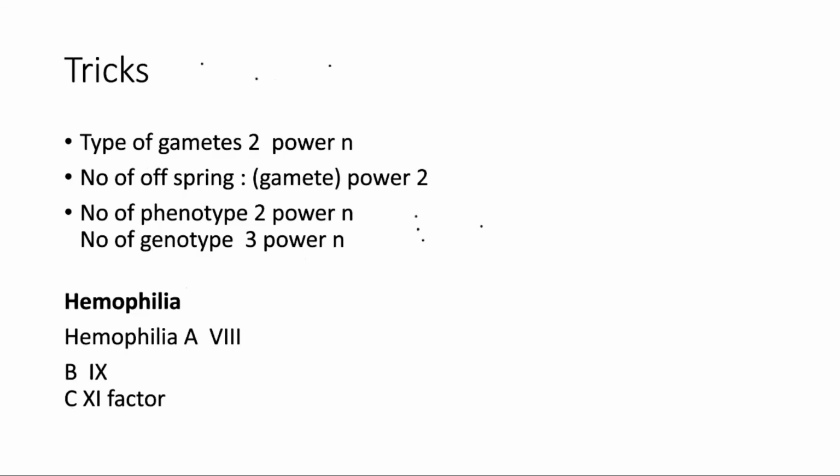Now, the last topic of this video is the hemophilia, which is the X-linked recessive sex-linked trait. Hemophilia has three types. Hemophilia is basically a blood clotting disorder in which the factors of blood clot are missing. It is divided into three types based on the factor which is missing. So hemophilia A is the type of hemophilia in which the factor 8 is missing, and hemophilia B is the type in which the factor 9 is missing, and hemophilia C is the type in which the factor 11 is missing.